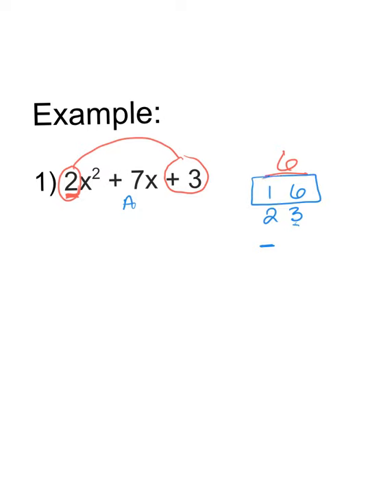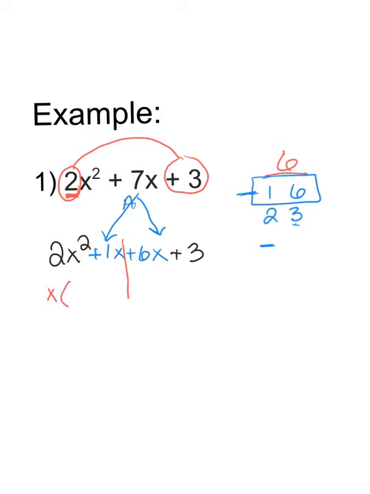So now I'm going to rewrite my problem, 2x squared. I'm going to use these factors, plus 1x plus 6x, because that replaces the 7. 1 plus 6 is 7, and then plus 3. Now we follow the steps from yesterday. Cut it down the middle. On the left, your greatest common factor is an x.